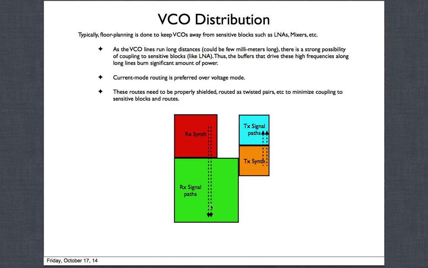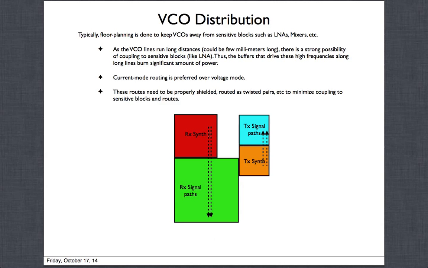So how do we run these long signals? How do we distribute these VCO lines to run long distances? By long distances it could run a few millimeters. As I said, this chip could be roughly 3 millimeter by 3 millimeter. If it was close to 9 square millimeter area, that means if each side is 3 millimeter, this could be running 2-3 millimeters long from one end to the other end. So first of all, driving the line itself is a challenge.